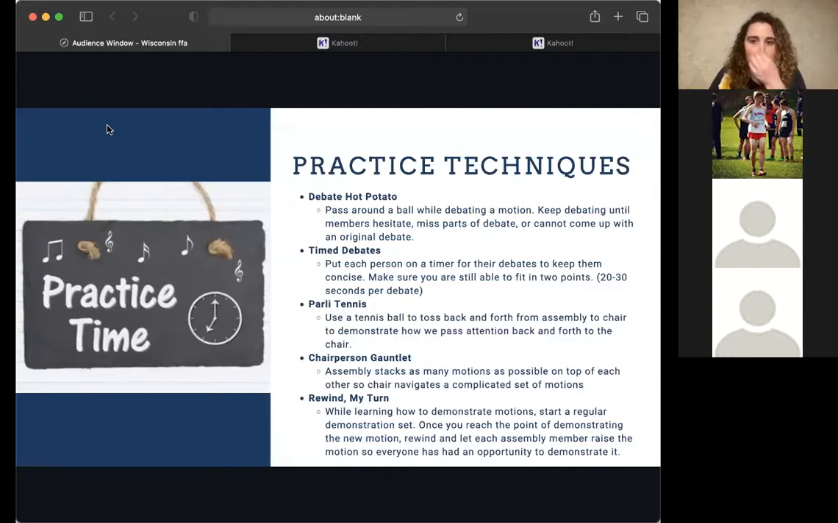Okay. So before I go through this slide, I want to hear from each of us what our practices as a team look like now. Let's start with Sarah. What does a typical team practice look like for Amory?